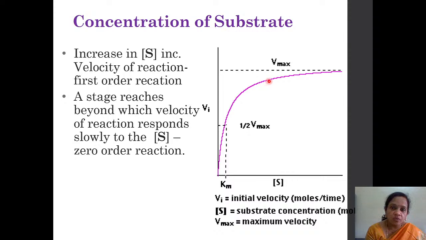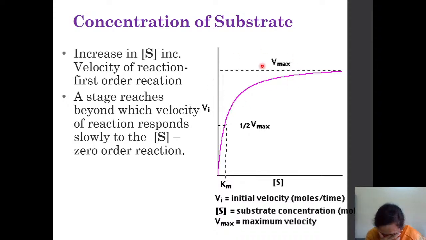So, after some time, what will happen? It will reach a plateau and it will continue like that only. The state at which it forms a plateau and continues like that, that level is called Vmax. And half Vmax is the one where the velocity is half of the maximum velocity. So when it goes to maximum velocity, you call it Vmax.